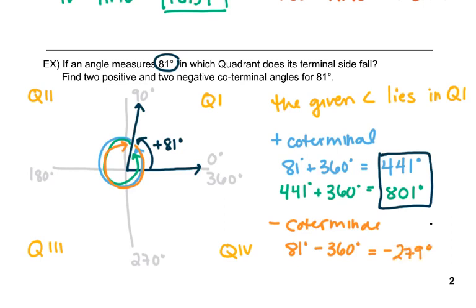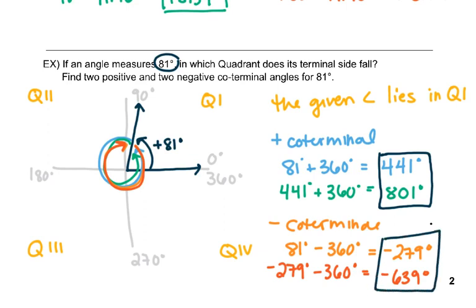And I can do that one more time, subtract another 360. So negative 279 minus another 360 degrees leaves me with a negative 639 degrees. So you can see we have four angle measures listed here, and they all mean the same thing as an angle measure of 81. They're all going to put us in the same location.